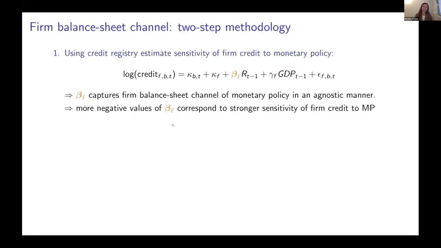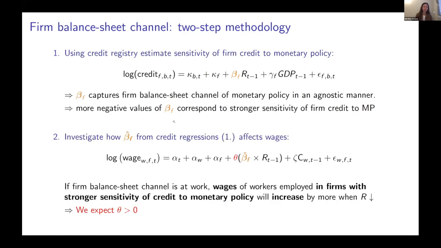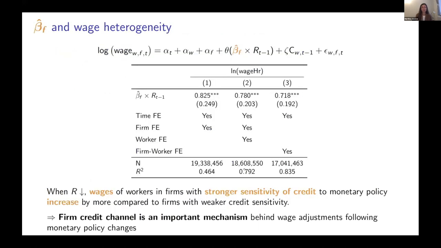Now, what we do then is take the fitted values of this beta and plug them back into our wage level regressions. We are using this as a source of heterogeneity, to understand whether the balance sheet channel of credit is at work. If it is, then the wages of workers employed in firms with a higher sensitivity to monetary policy should see a higher increase in their wages following the monetary policy softening. In other words, we should see that this theta parameter here should be positive and statistically significant. And this is exactly what I'm showing you here by actually running the regression results.